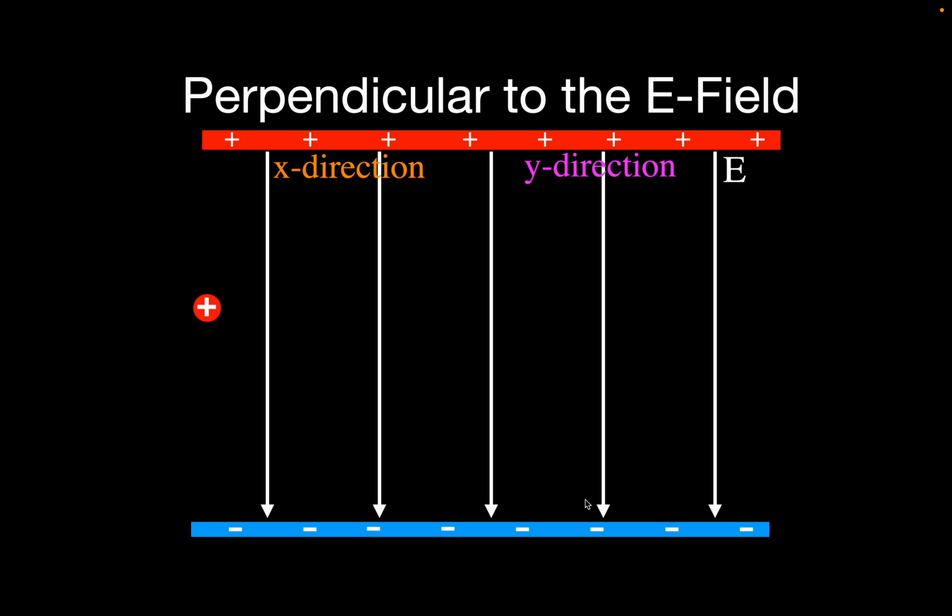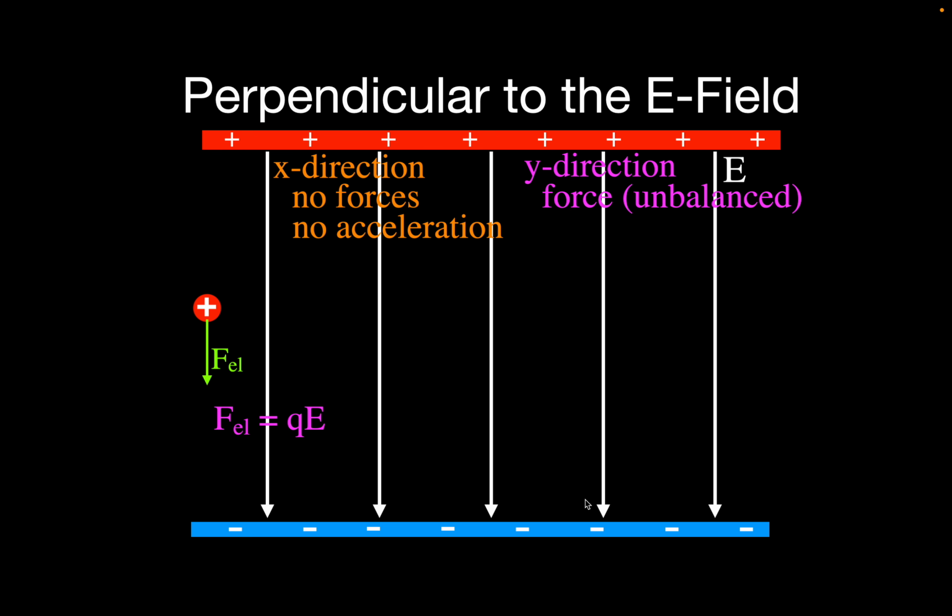And because it's moving perpendicular to the field, it's moving across the field, there are no forces acting in the x direction and no acceleration, therefore, in the x direction. So it's not going to feel any forces, and it's not going to accelerate in the x direction. But in the y direction, it's going to feel the electric force, which is Q times E. That's going to be in the negative y direction. And because it's an unbalanced force, again, that's the only force, it's going to be accelerating in the y direction.